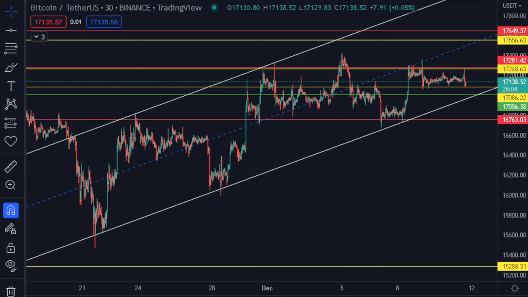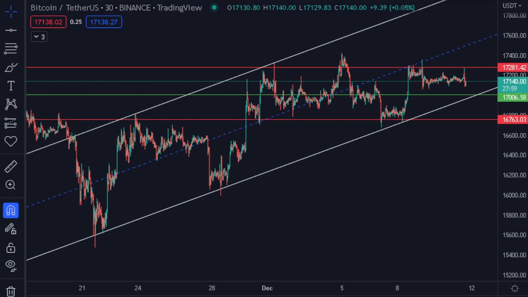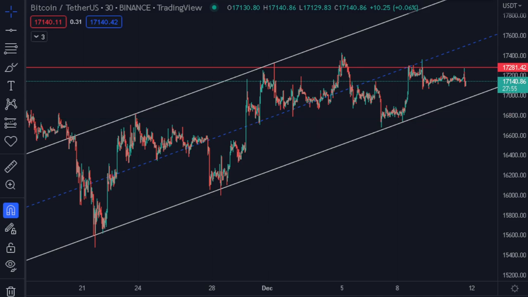Okay, let's clean up the chart a little bit for you guys.